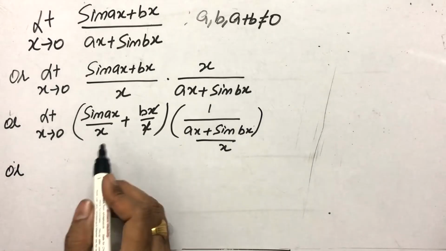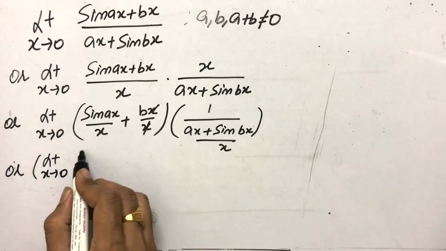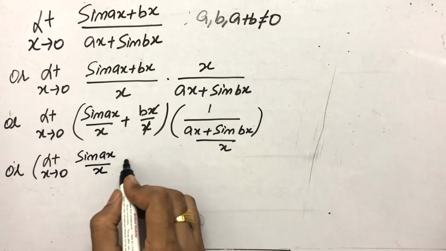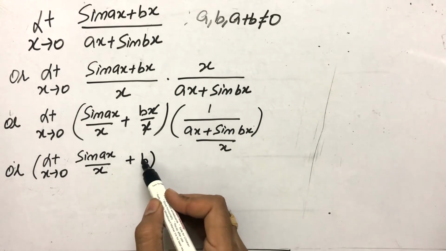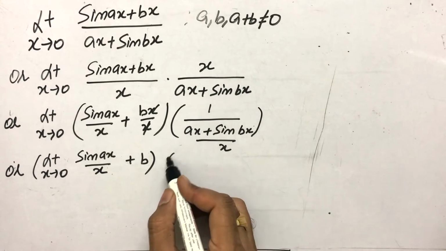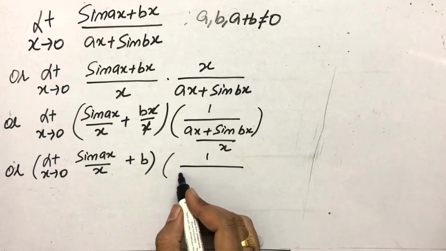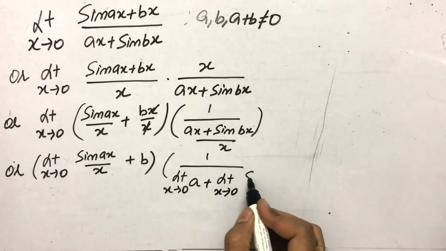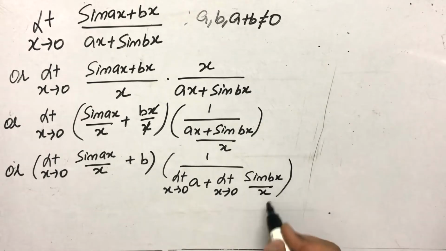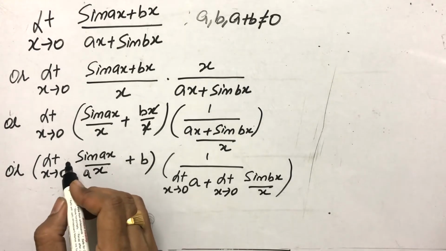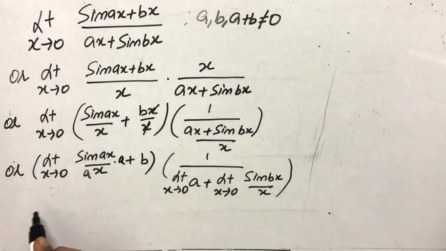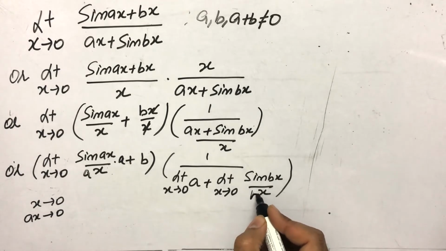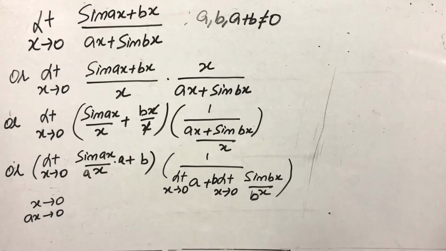So we can write it as, taking limit inside, limit x tends to 0 sine ax upon x plus b. And as you see, limit of a constant is constant, so we write b here. And taking limit here, and also separating it into two parts, a plus limit x tends to 0 of sine bx upon x. So very easily we can multiply by a here and a here. And also if x tends to 0, ax also tends to 0. And similarly here we multiply by b here as well as here. And also if x tends to 0, bx tends to 0.